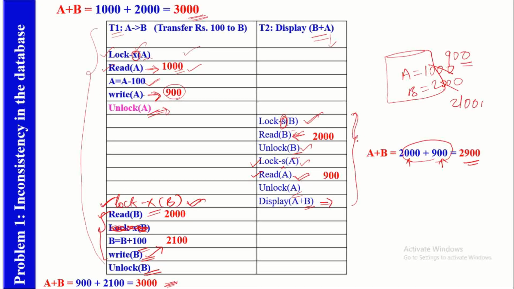But when we come to transaction T2, when it performs A plus B, its value must be 3000. But what value did we get? 2900. Since 2900 is not equivalent to 3000, it violates the consistency property. So why does this violation happen? Because of too early unlocking of the locks. Here you see, whenever the transaction completes its operation on any particular data item, it immediately releases its locks. That is the reason this schedule faces a consistency problem.